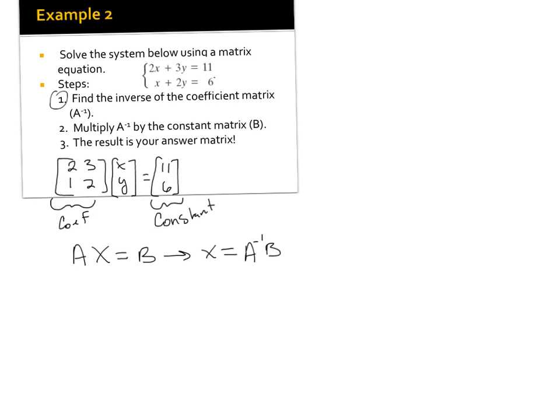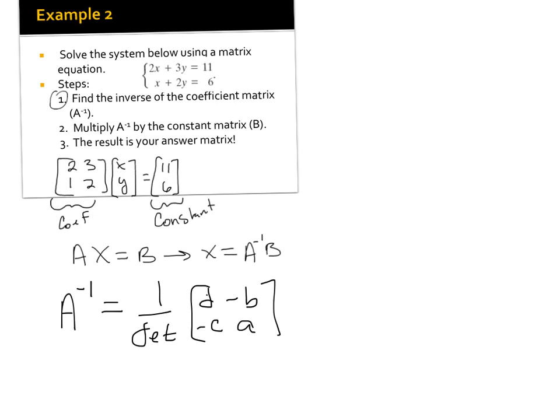So A inverse is going to equal, I need to find the determinant, right? So it's 1 over the determinant times D, negative B, negative C, A. So that's how we find the inverse of a matrix.